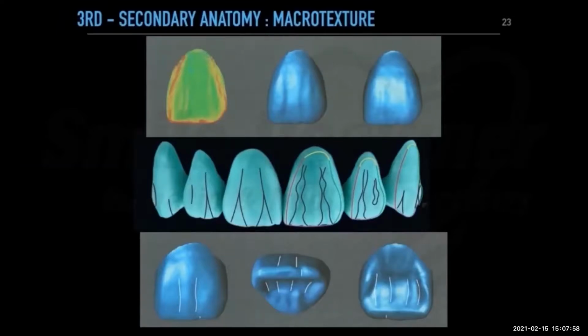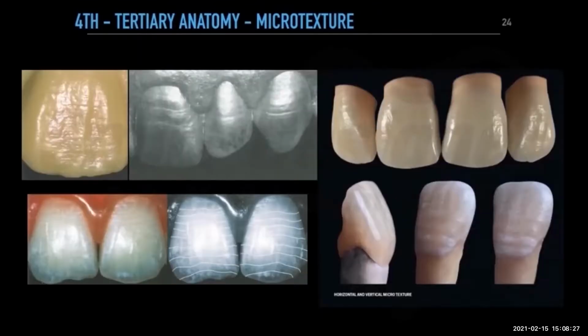The third stage, or secondary anatomy, is the creation of macro texture. Macro texture consists of lobes that, as a rule, divide the buccal face of the tooth into concavities and convexities. The mesial one is long and narrow, and the distal one is shorter and wider. And the fourth stage is optional. Tertiary anatomy is optional and creates microtexture. Microtexture refers to tiny grooves, mostly horizontal, that are normally found in young teeth.